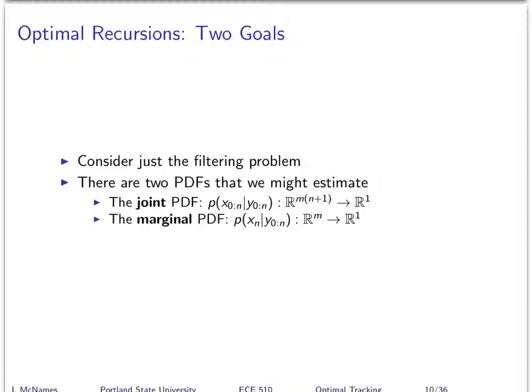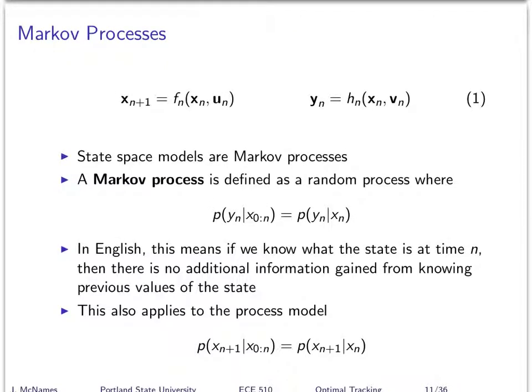Okay, so for doing the optimal recursions, it turns out there's an optimal set of recursions for both of these. And so we'll go through each of them. There's two that we're going to get out of this set.